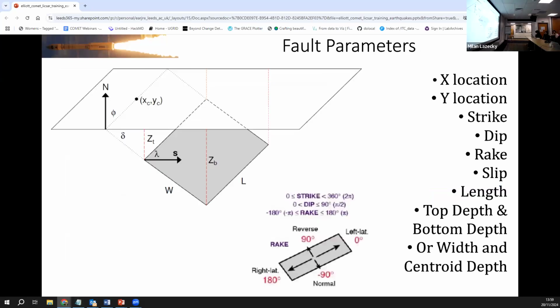Okay, just briefly then, I mentioned these are the nine or so parameters you want. Where is it? How is it orientated? How big is it? So you'll be going for that. That's at the beginning of the Jupyter notebook.